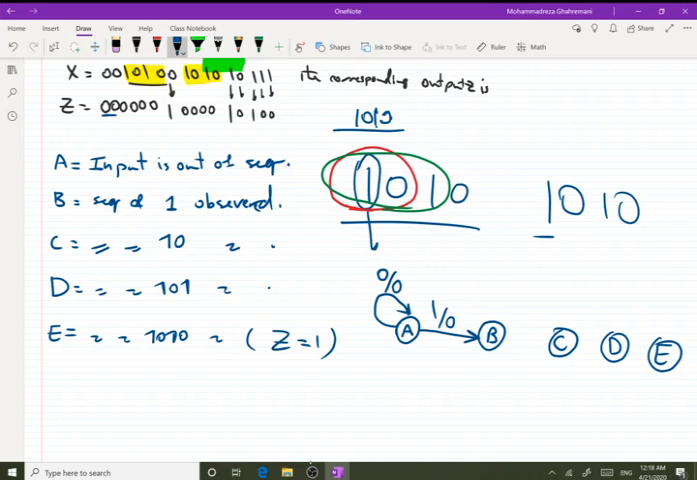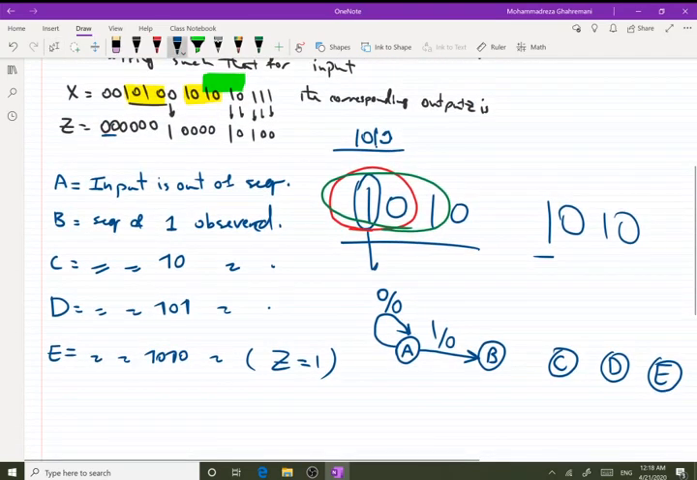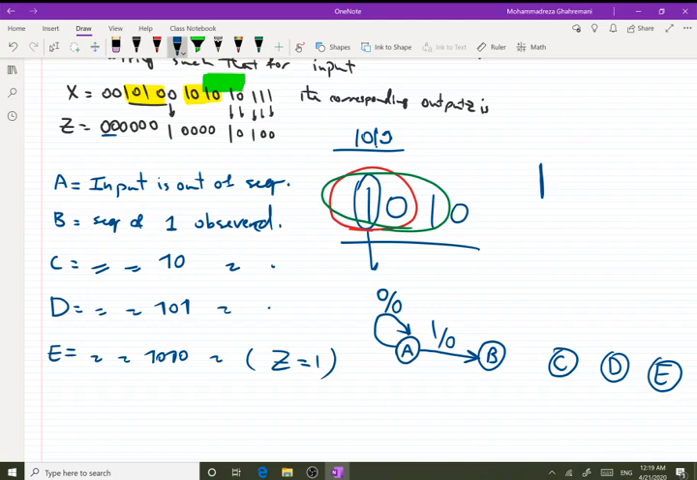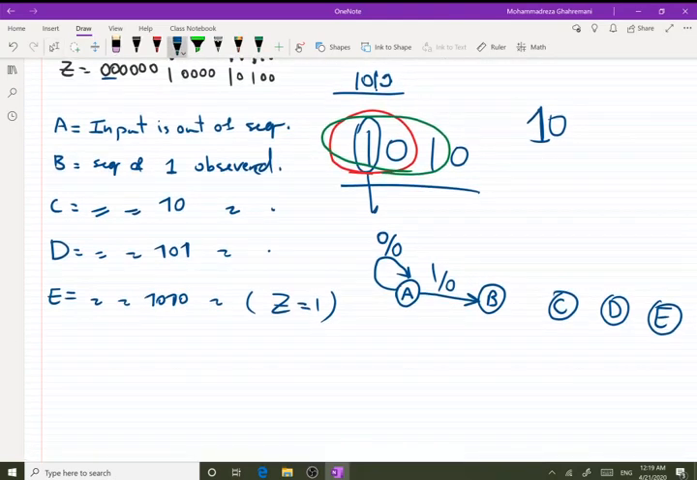Now let's say we are in state B, so 1 is observed. In order to move to state C, what data should be observed? We observed 1, so we need to observe 0 to move to state C. So if the state is B and 0 is observed, the state changes to C and the output is 0.